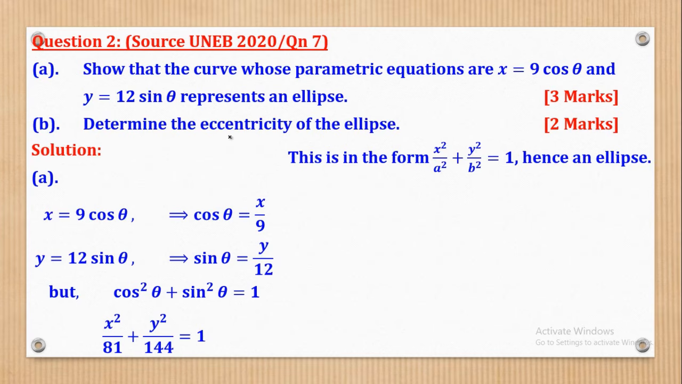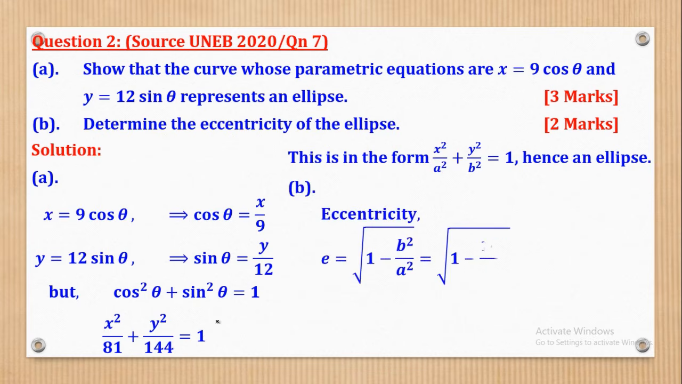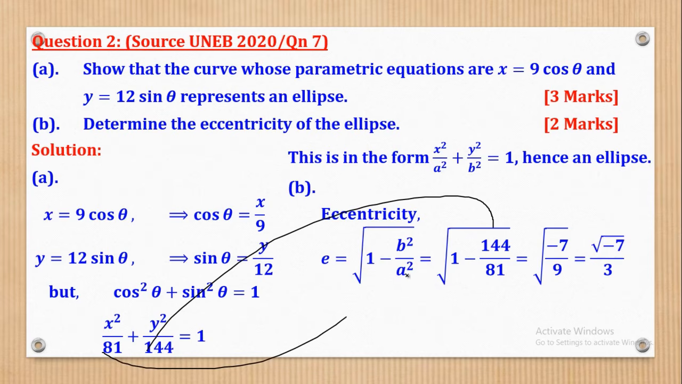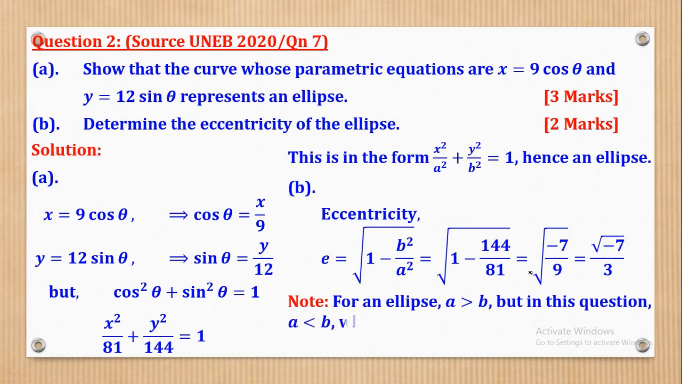Then part B, they wanted to determine the eccentricity. So for the eccentricity, you need the values of b squared and a squared. So b squared is this and a squared is that. So in this case, it will be a negative, meaning that there was an error. So always remember that b should be smaller than a. But in this case, b was bigger than a. Therefore, there's no way you can proceed from this step. So you just stop there, and the marks will be distributed accordingly.